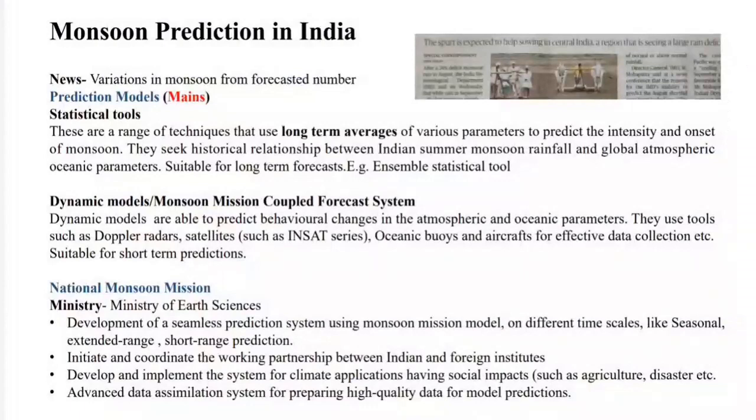The first topic for today is monsoon prediction in India. This is in news as the Indian Meteorological Department has predicted above normal rain for the month of September. It has also revised the forecast for the month of August.